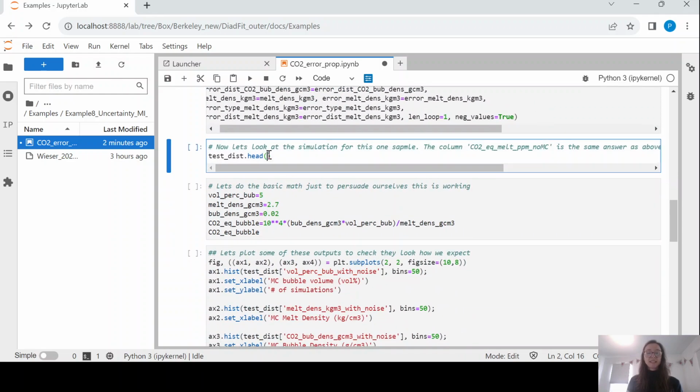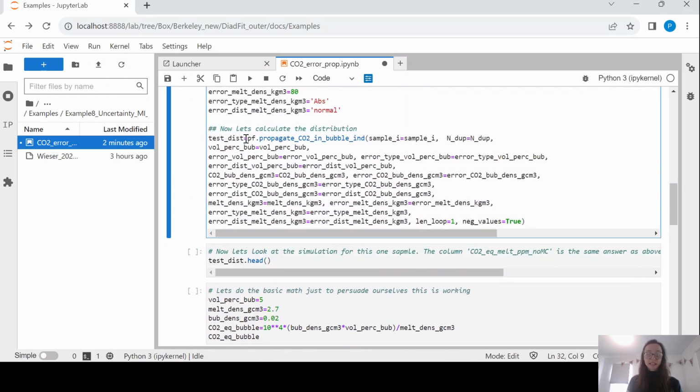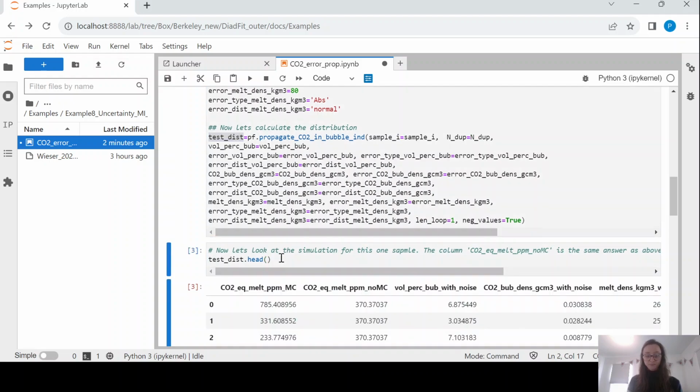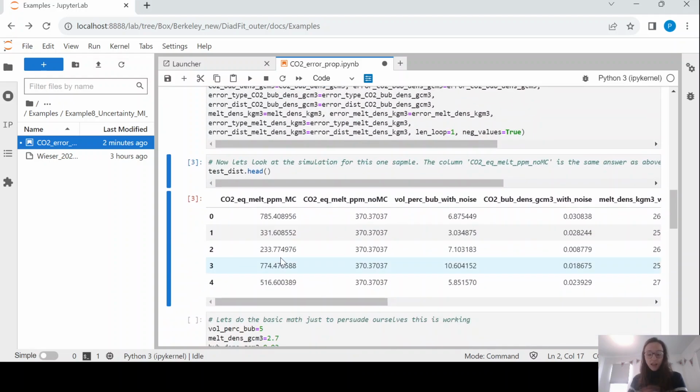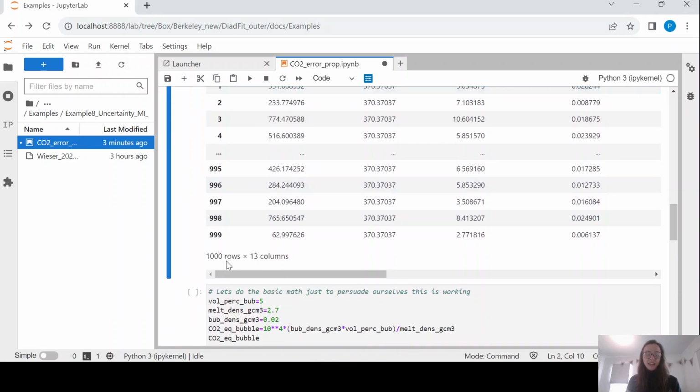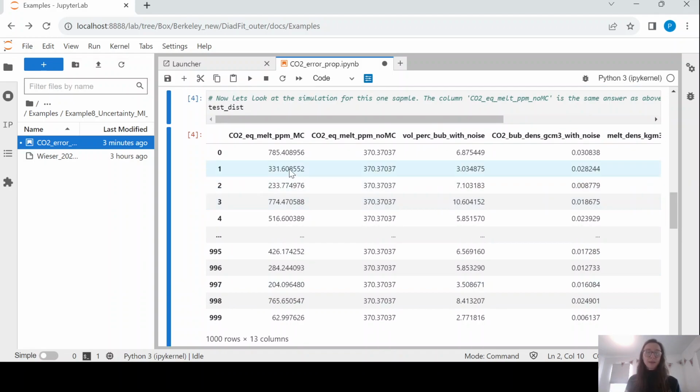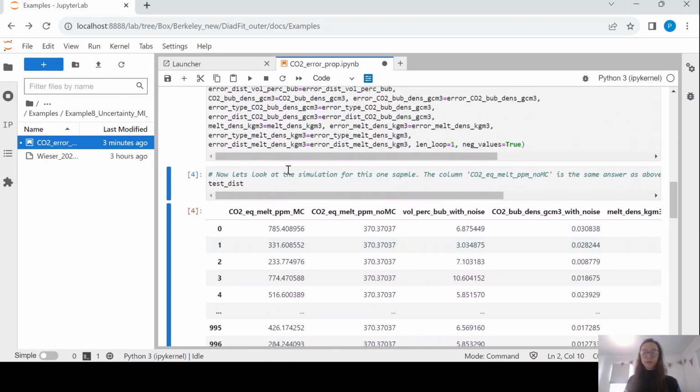So let's just run this, and you can see that this is being stored in a data frame called test distribution. So what are the columns? This left-hand column is showing the equivalent amount of CO2 in the melt for the Monte Carlo simulation. Here we're only printing the first 5 rows, but if we get rid of this, you'll see there are actually 1,000 rows, so this is all 1,000 simulations. One simulation pulling from the density of the melt, the bubble volume and the bubble density gives you 785 ppm. Another gives you 62 ppm. So you can see there's 1,000 different possible options.